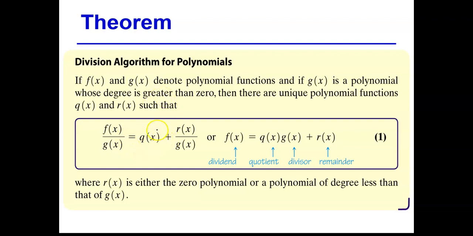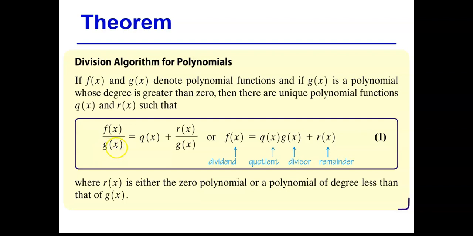So looking at this theorem, it says when we divide a polynomial, of course, the numerator is the dividend, the denominator is the divisor. Then the answer we get after we divide is the quotient, and sometimes we have a remainder. The remainder is over the divisor.